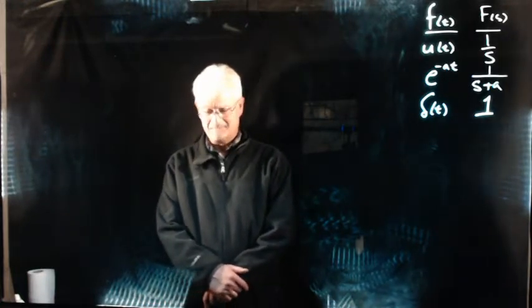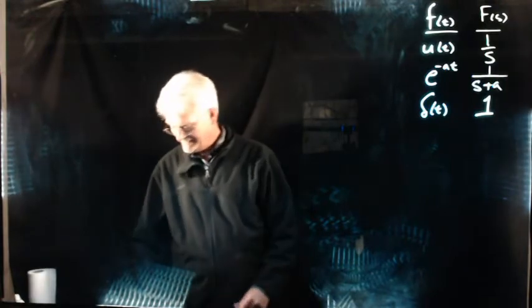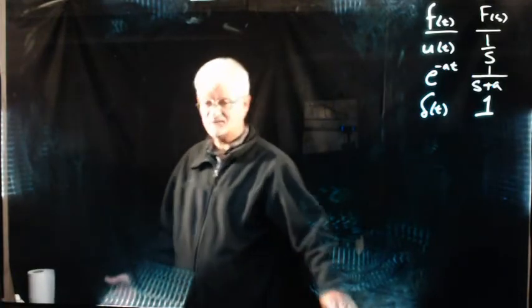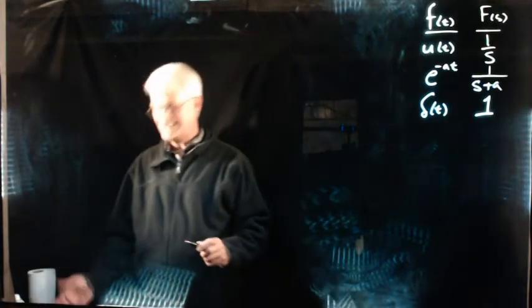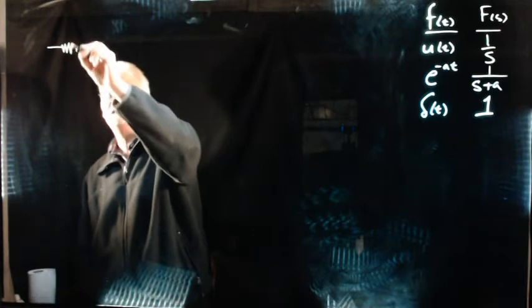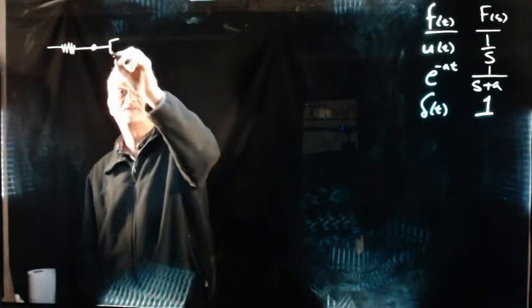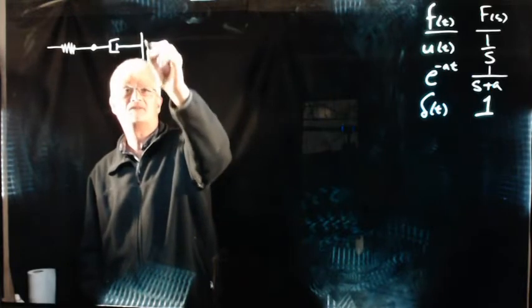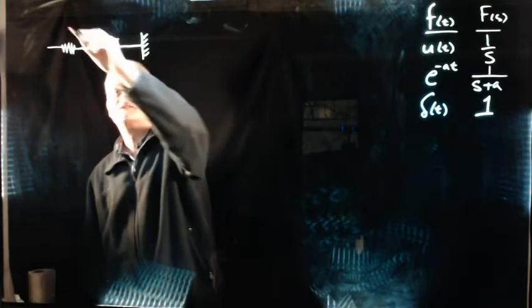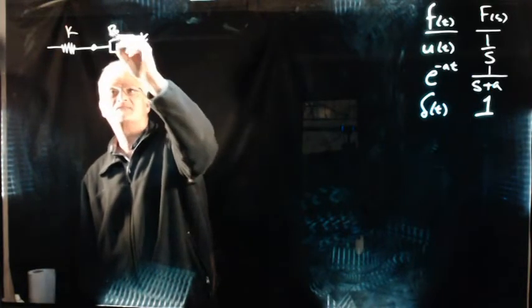Okay, so what we're going to do next is try and practice using Laplace transforms ever so slightly. And here I'm going to put a mechanical system down here. Here's a spring, and I'm going to hook a damper to that spring, and I'm going to hook both of these things to the wall. So this is K, and this is B.